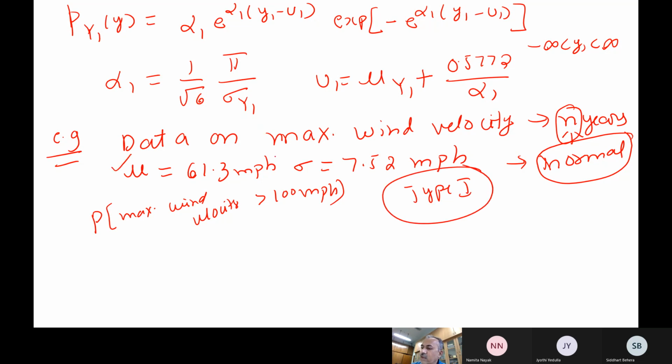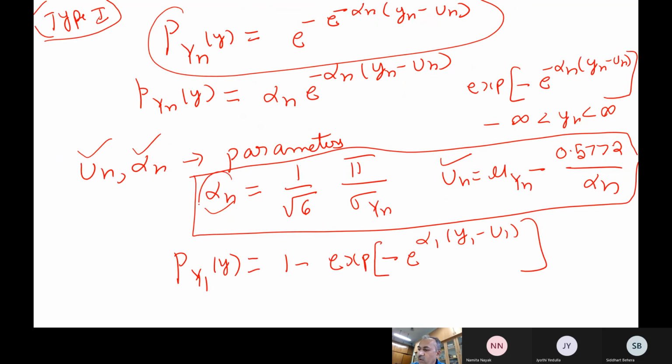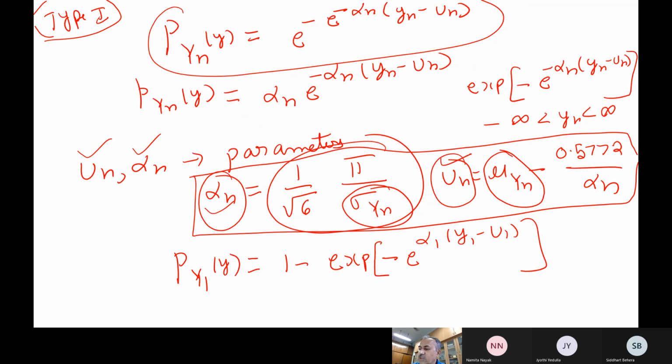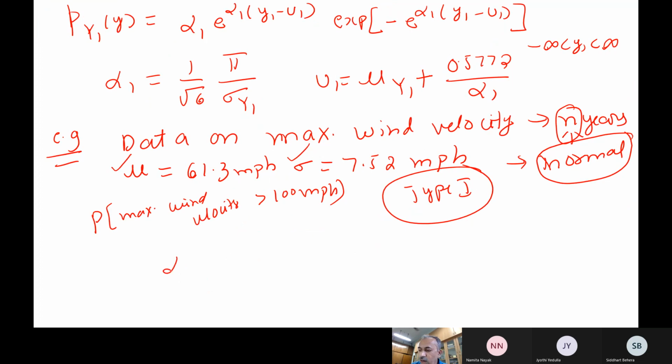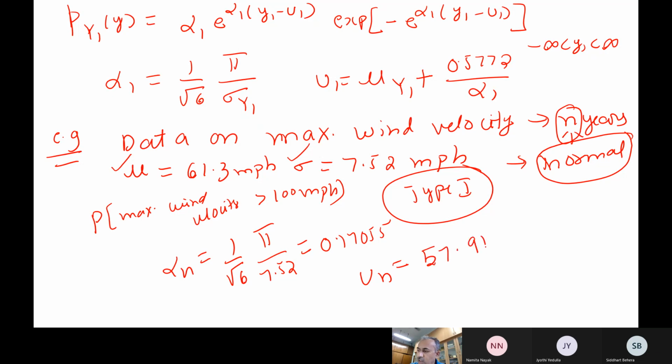Now, the mean is there, the standard deviation is there. But if you want to fit a Gumbel distribution, the mean and standard deviation are not sufficient. You have to find alpha n and u n. You have to substitute sigma of yn and the mean value of yn in this expression. So alpha n is 1 by root of 6, pi by the standard deviation 7.52, which turns out to be 0.17055. Then u n is the mean minus mu of yn, that is 0.5772, divided by alpha n, which turns out to be 57.9157. So these are our numbers.